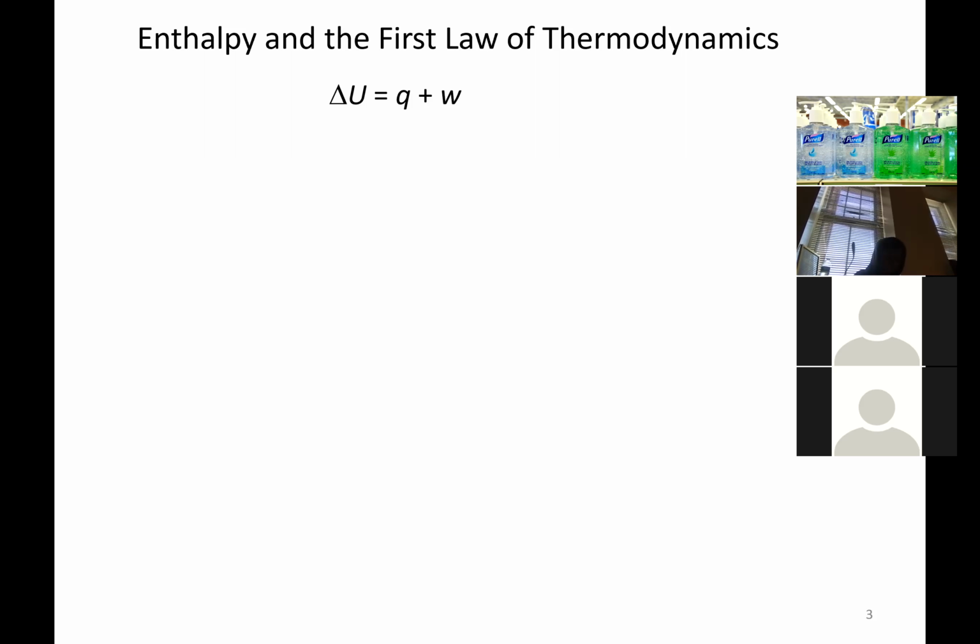So in layman's terms, if I want to find out the energy of something, I would have to add up how much heat it takes in or gives out, and I would have to add that to how much work is being given to the system or taken out of the system. That's how I figure out how much energy the whole complete system has. That should make sense. Okay, so is everybody cool with that? Okay.